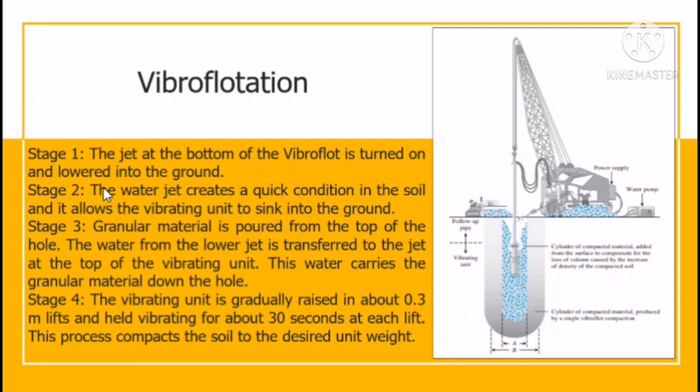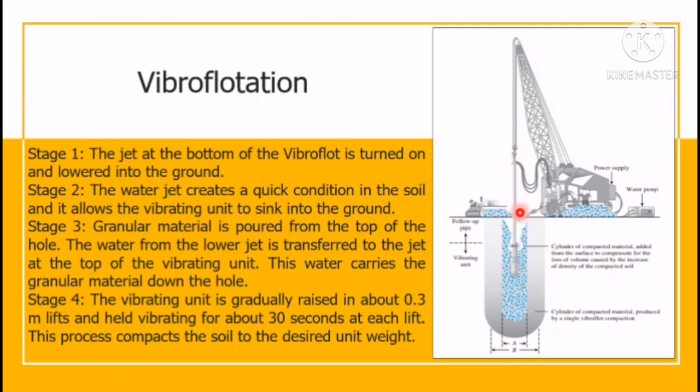So, vibroflotation has four stages. Number one, the jet at the bottom of the vibroflot is turned on and the unit is lowered onto the ground. So, this is the vibroflot. The water jet creates a quick condition in the soil and allows the vibrating unit to sink into the ground. Granular material is poured from the top of the hole, and the water from the lower jet is transferred to the jet at the top of the vibrating unit. This water carries the granular material down the hole.